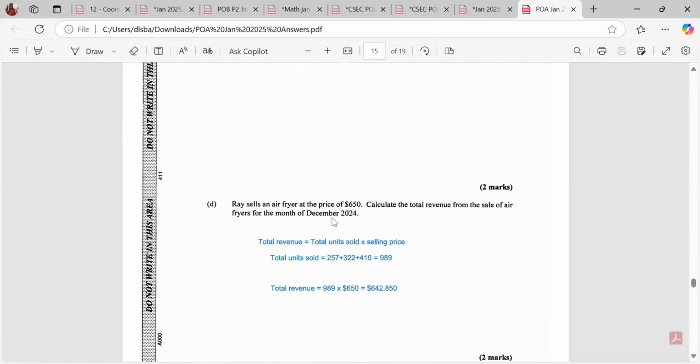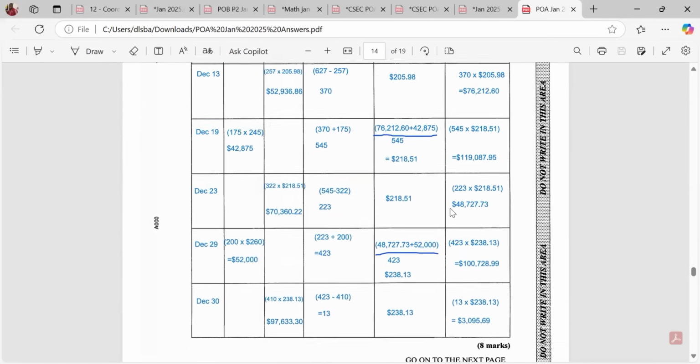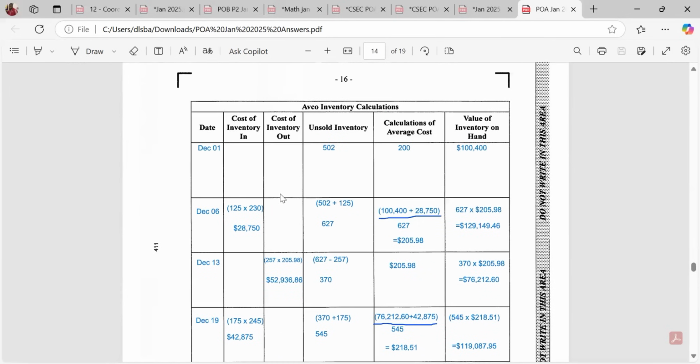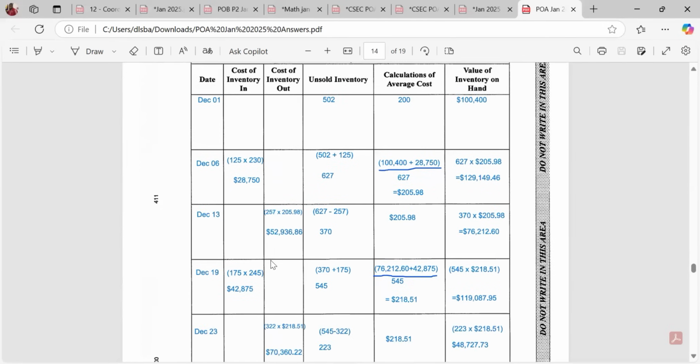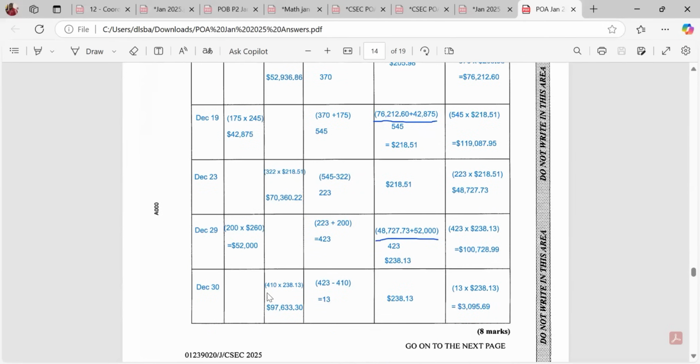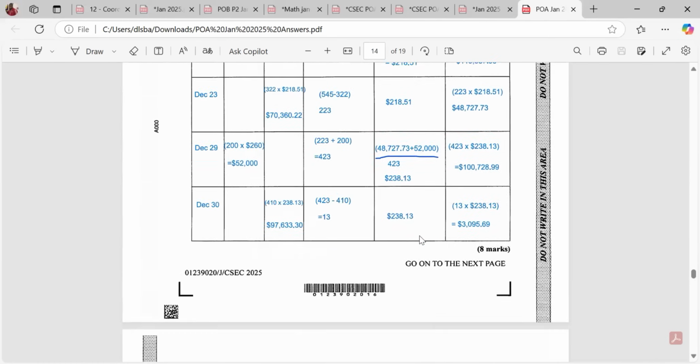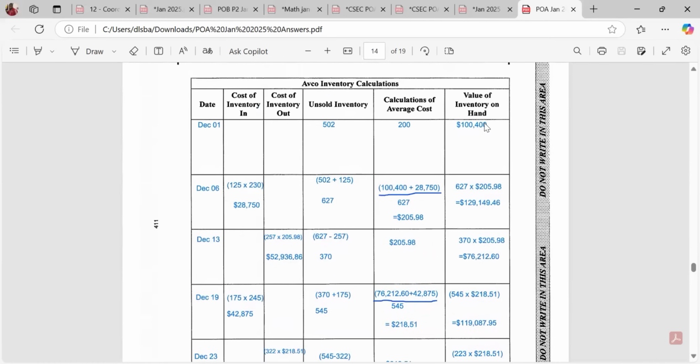Then they asked us to calculate. They said he sells the air fryer for $650 each, and they wanted us to calculate total sales. So what I would do, I would go into the inventory out, add up all the goods that he sold, 257 plus 322 plus 410. And then I'll multiply that by the selling price. And that's how I got my total sales. So I have my total sales here. I have my total purchases. This at the start here would be the goods you start off with, which is what do we call that? The goods you start off the year with. Opening what?